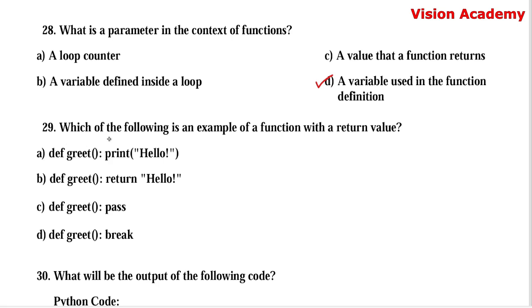Question number 29. Which of the following is an example of a function with a return value? Option A, def greet print hello. B, def greet return hello. C, def greet pass. D, def greet break. Here, option B, returning hello. Hence, option B is the right answer.